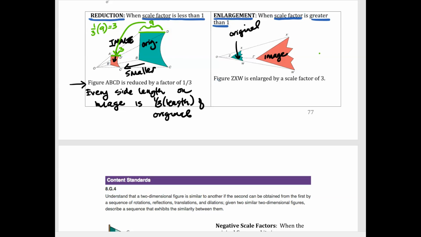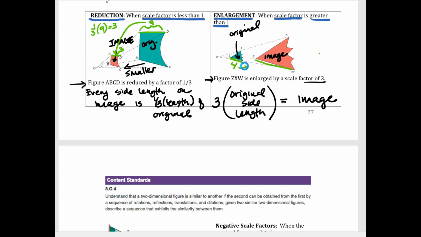If we look at the statement here, it says that figure ZXW is enlarged by a scale factor of 3. So what that means is if we have a side length on the original, every single side length on the original, you're going to multiply by 3, and that's going to give you the image. For example, let's say this side length right here was 4. You would multiply by 3 and you would get 12, and that would give you the length over there on the image shape.